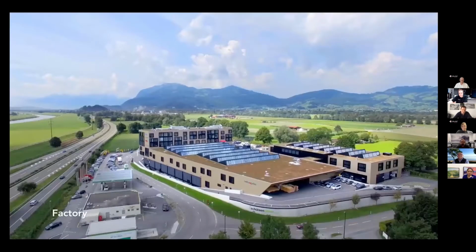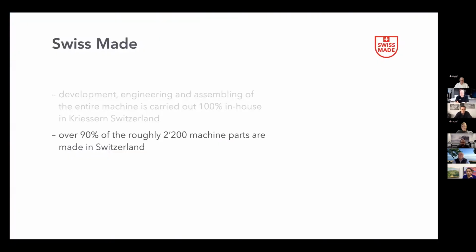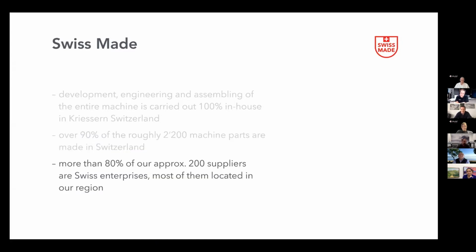This is a picture of our factory in Switzerland where everything happens. The whole build-up from scratch happens there. We only support them, maintain them overseas. Swiss made. As we said earlier, over 90% of roughly 2,200 machine parts are made in Switzerland. More than 80% of about 200 suppliers are Swiss enterprises, most of them located in our region.